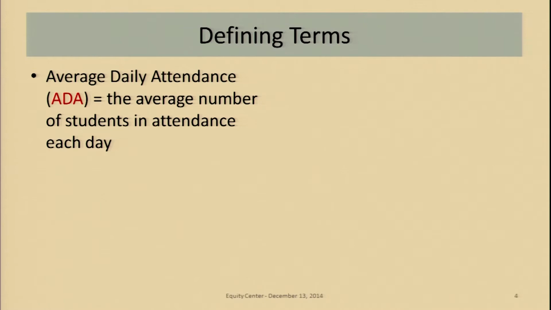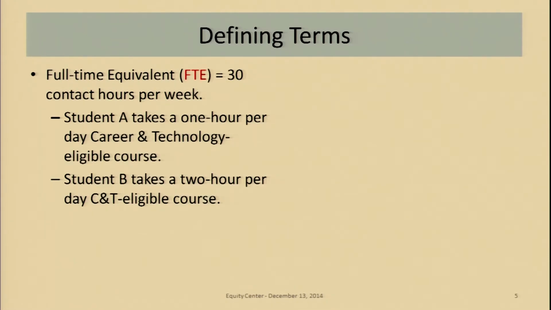So when I say ADA, average daily attendance, and just simply put, it's just the average number of students that show up every day to class. So you might have an enrollment of a certain amount, but they don't all come every day. So it's the average of those that actually show up, and that's average daily attendance. Now another term is full-time equivalent, and basically what that amounts to is 30 hours over the course of a 5-day week. You can look at it as one day being 6 hours, 6 classes.